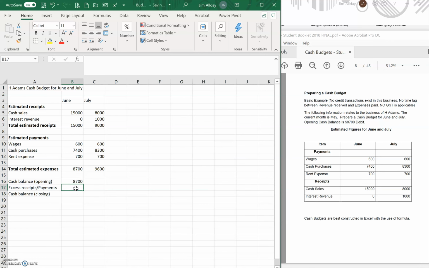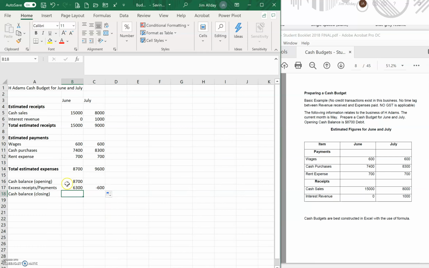The excess of receipts over payments, we need to do a calculation here. This is going to be the difference between the receipts and the expenses here. So I'm going to do another sum, the difference between what's come in, 15,000, and what's gone out, 8,700. So equals the total receipts take away the total estimated expenses. And again, I can drag that across to copy that formula there.